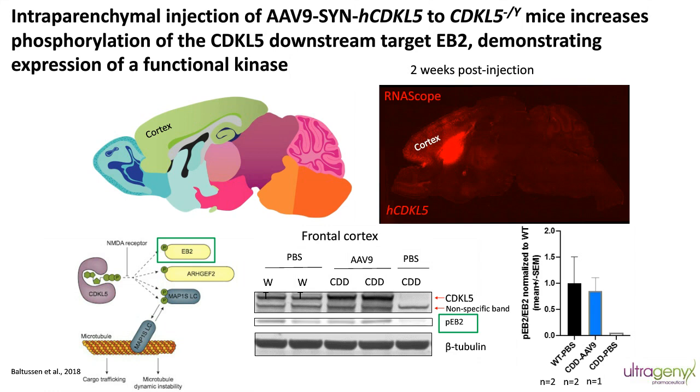And again, if you look all the way on the right, you can see that in that middle row, the levels of phosphorylated EB2 in a PBS-treated CDD mouse are really low, almost undetectable. However, if you look at the CDD mice that were treated with our AAV9 vector, you can see that those bands are almost identical in level to that of the wild-type mice treated with PBS. And this is quantified and normalized to levels of total EB2 in the graph on the right. So this was really exciting to us because we're seeing where this protein's being expressed, we're seeing how much it's being expressed, and that it's actually functional in being able to phosphorylate this EB2 protein.